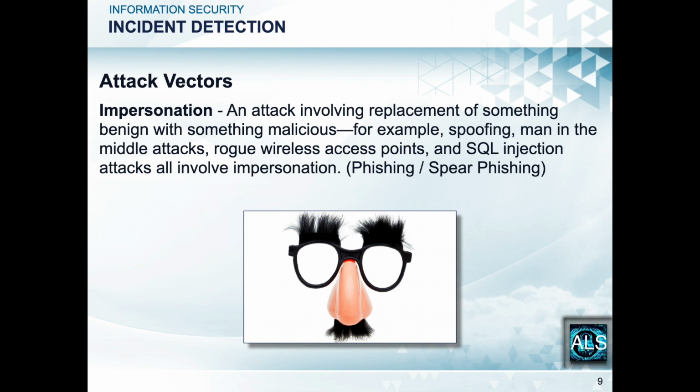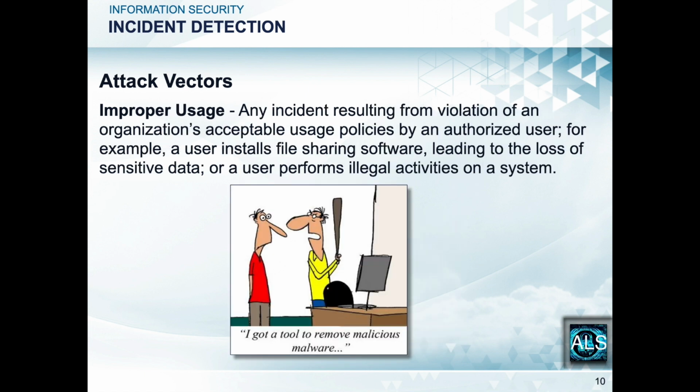Impersonation is an attack involving the replacement of something benign with something malicious, like spoofing or pretending to be someone else. Phishing, as I mentioned before, and also spear phishing, which is a dedicated phishing attack against certain individuals. Improper usage is any incident resulting from a violation of acceptable use policies.